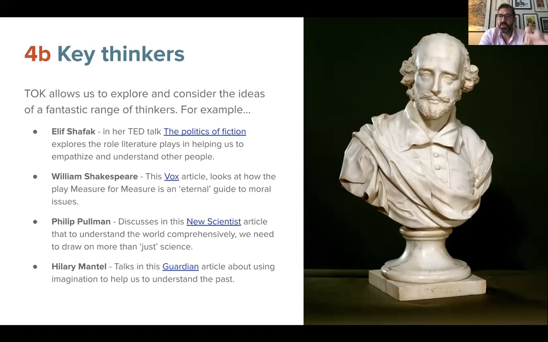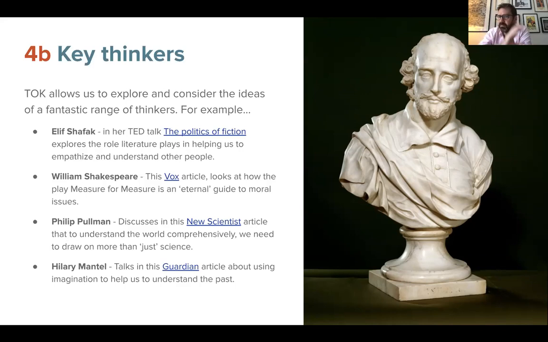Other people perhaps not so much, but is this something that we can ever accept as a valid way of gaining the truth about the past? Or because it's been imagined, because it is essentially fictional, should we disregard it? So again, quite a nice point of discussion. She's a brilliant writer and very interesting person to look at.